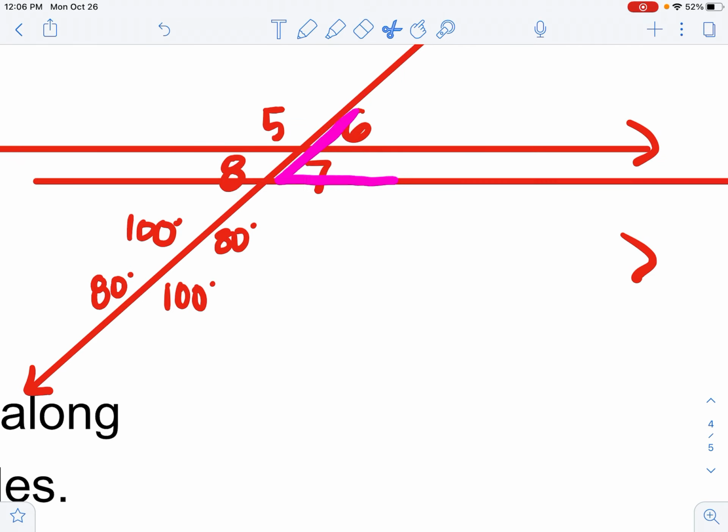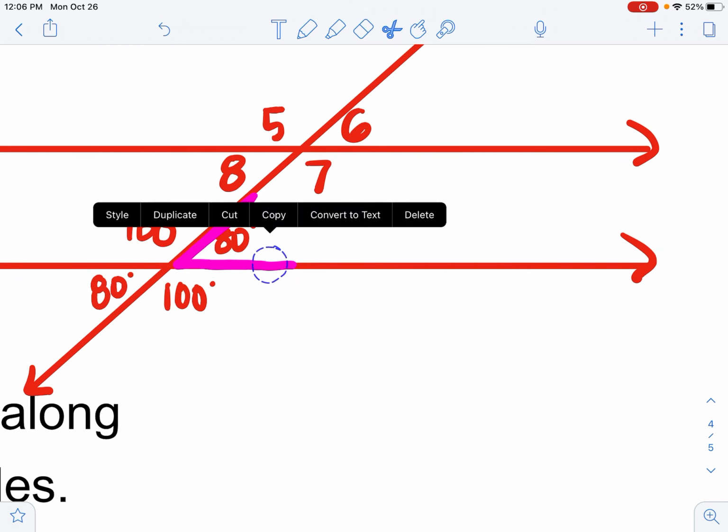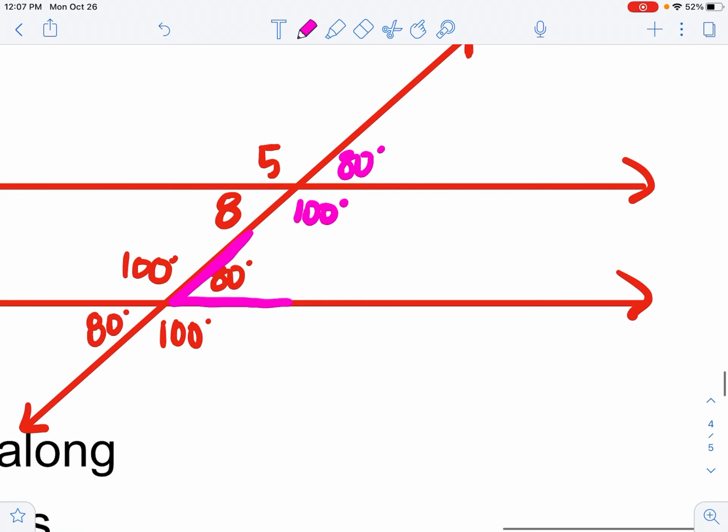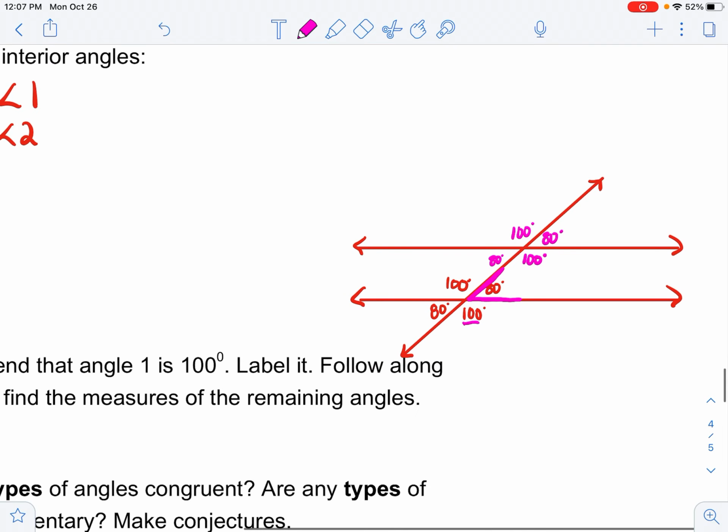It's exactly the same as angle 6. So angle 6 is congruent to that 80-degree angle. Angle 7, that means, is 100 degrees. If I had traced the 100-degree angle, you would have seen that it would have been the same as that 100-degree angle. Angle 8 is therefore 80 degrees because vertical angles are congruent. And angle 5, same thing, 100 degrees.